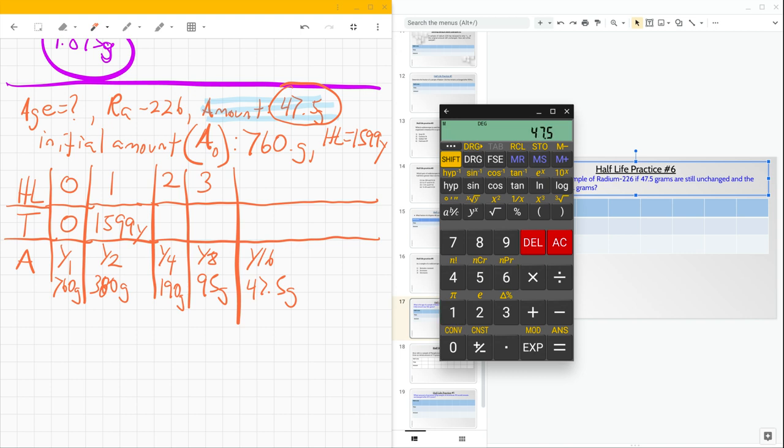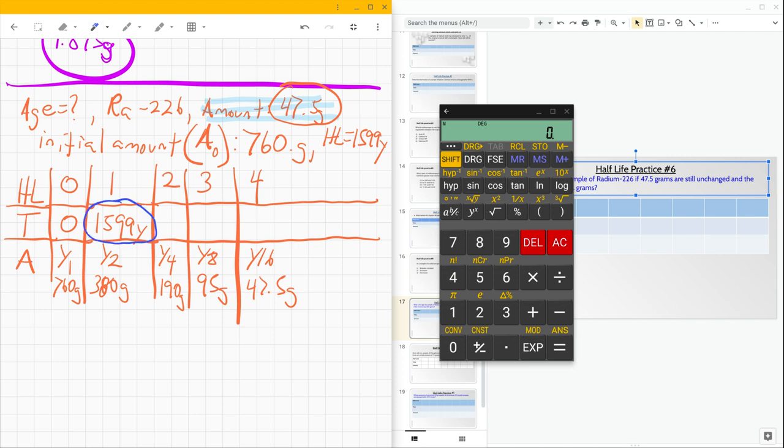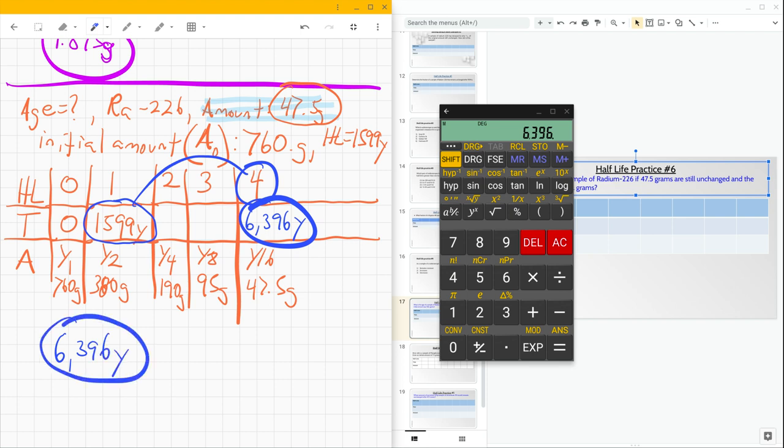Now, let's see. How many half-lives did that take? 1, 2, 3, 4, meaning the sample has decreased by half 4 times. So now the easiest way to wrap up a question like this is to go, okay, the half-life is 1,599 years, and this took 4 half-lives. So all we got to do is multiply 1,599 times 4. And we know that this sample is 6,396 years old about. And that's how we can use radioactive samples to date the age of things. And we spoke about it before in the lesson. That's called radiometric dating.